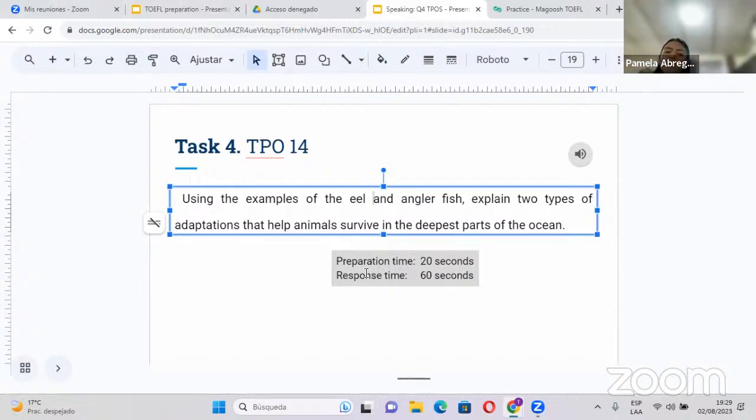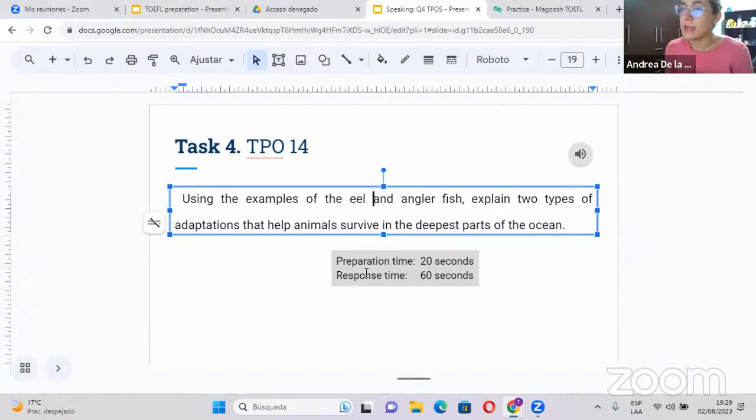And what happens if I can hear specific vocabulary? For example, here the eel and the anglerfish. I don't know if it is always in the question, or what can I do if I don't remember?